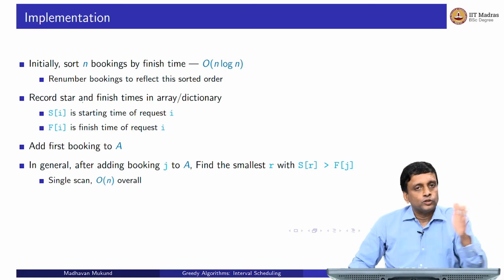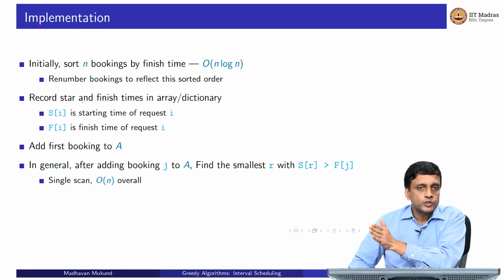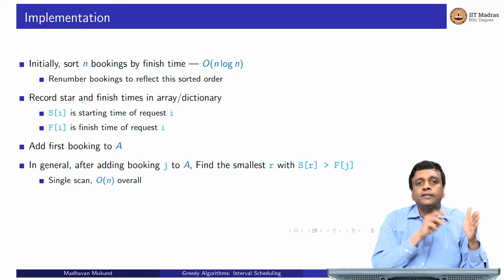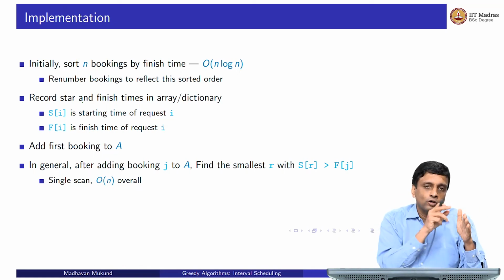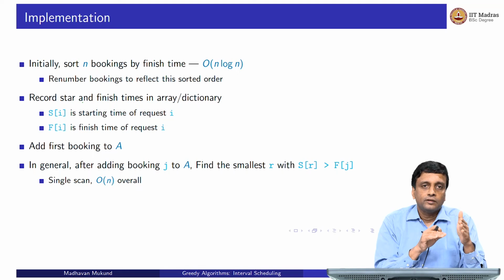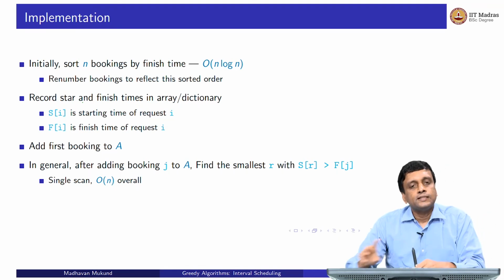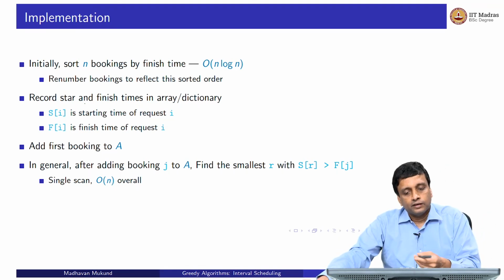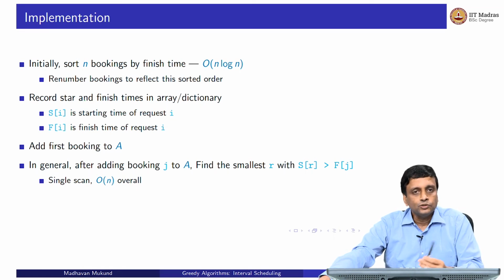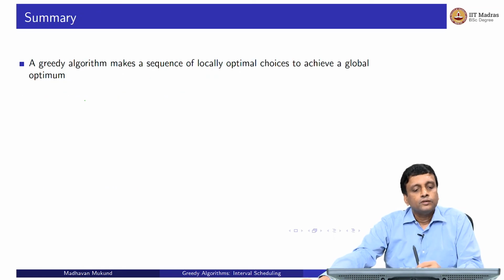I need to only go through the jobs in one pass, right? I start with the first one, it will cancel out a bunch of jobs, and I will find the first job which is not cancelled, which can be started after this job ends. And because it is in order of finish time, this will be the earliest finish time among all compatible jobs. And then I keep going, right? So this is the implementation. So it's going to be an order n log n sort plus a linear scan. Okay, so it's a very efficient algorithm.